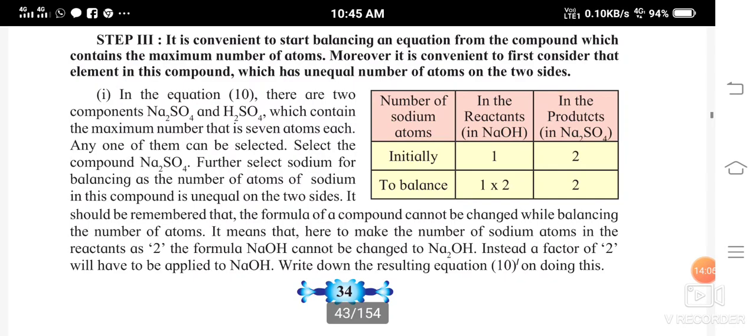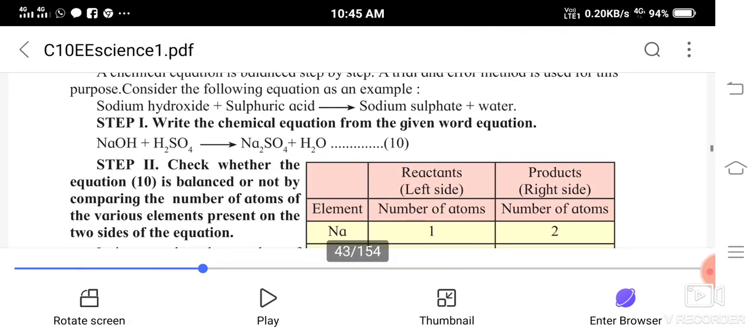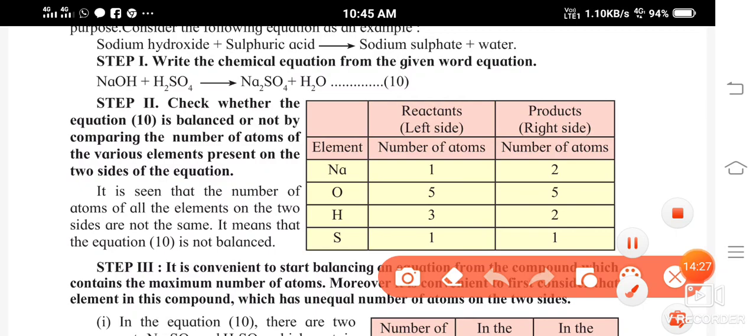Now see, in equation 10, there are two components, sodium sulfate and sulfuric acid, which contain the maximum number, that is 7 atoms each. Now I told you, all these are compounds, right? But see sodium hydroxide, how many atoms are there in this? Sodium 1, oxygen 1 and hydrogen 1. So 1 plus 1 plus 1 is 3.